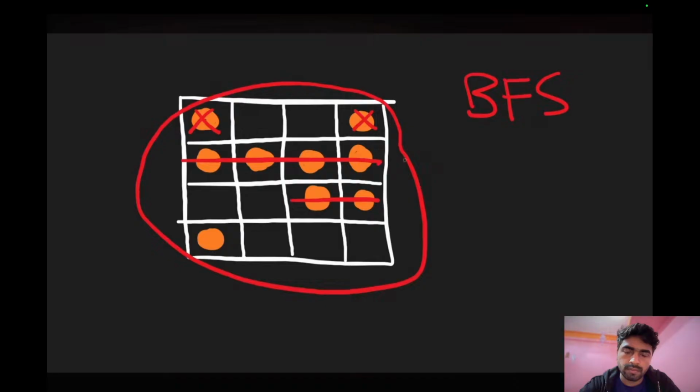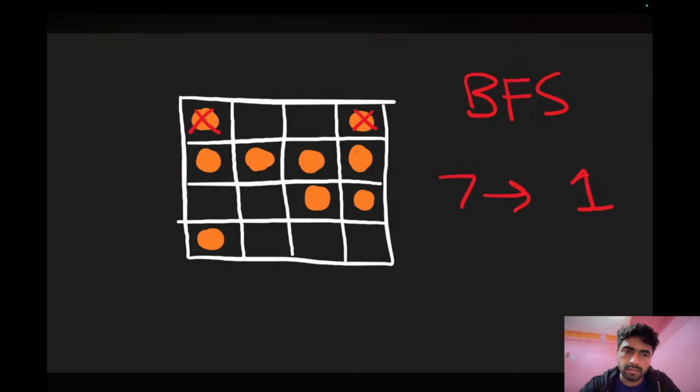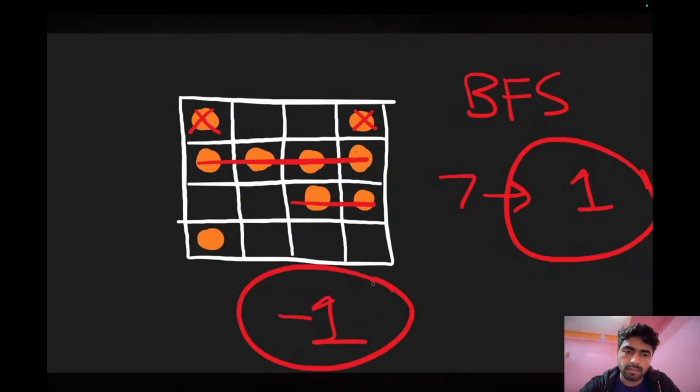In our case, I think there's about 7 fresh oranges, right? And then by the time our BFS algorithm is done, we're down to 1 fresh orange. Because we still have a positive number of fresh oranges, that means we were not able to make every orange rotten, and therefore we're going to have to return -1 as our result.